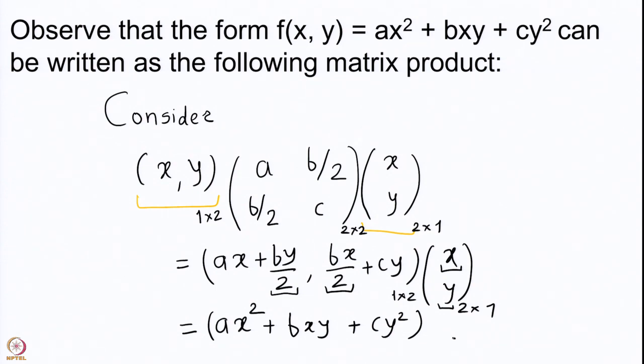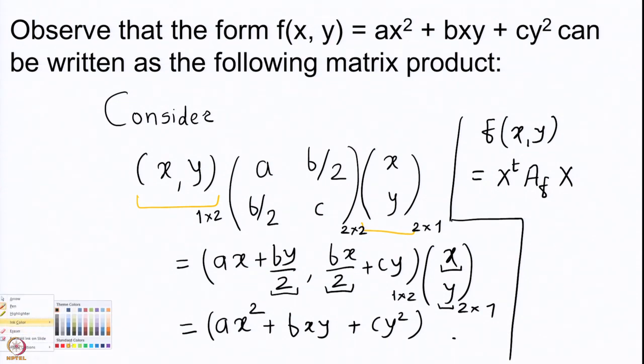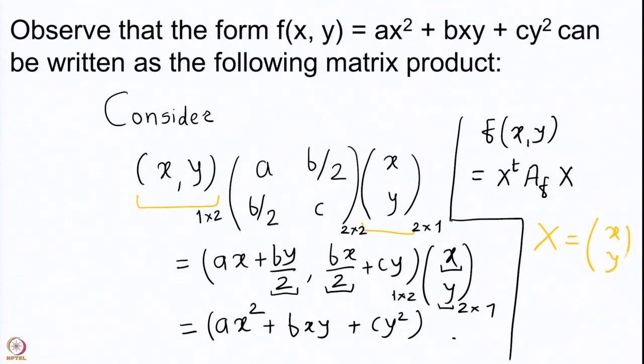So, we have written our integral binary form in the following way: f equal to X transpose A_f X. So, what is our capital X? Capital X is the column vector x comma y, and A_f is this 2 by 2 matrix.